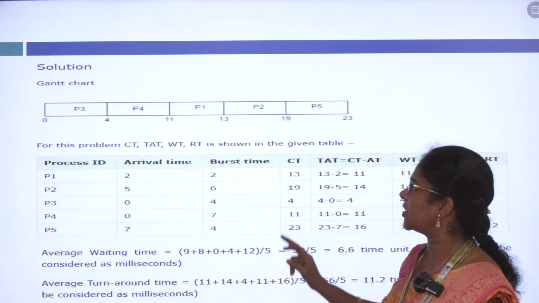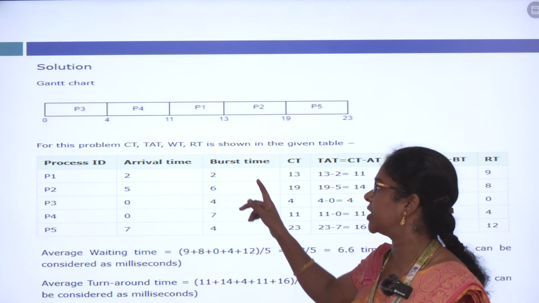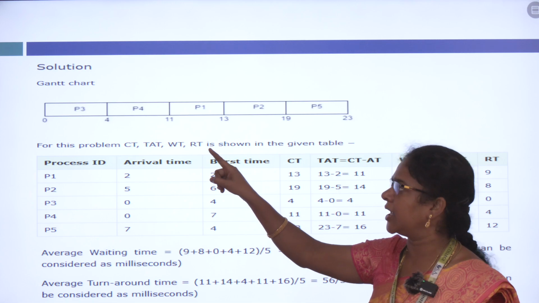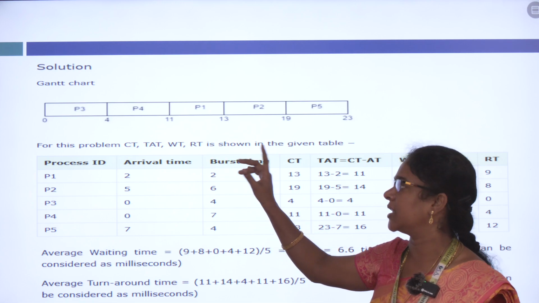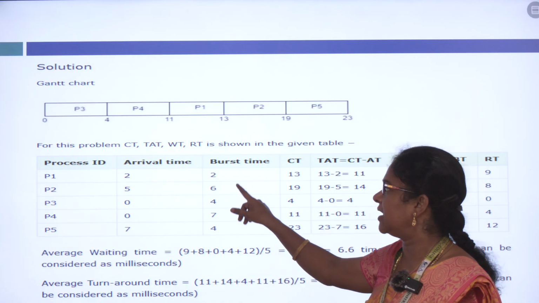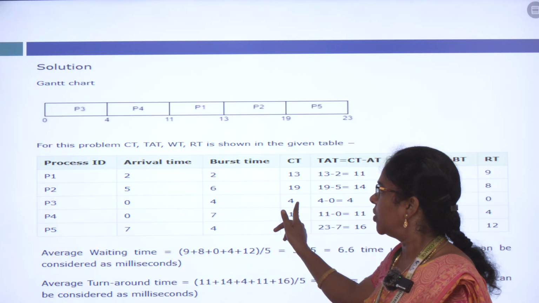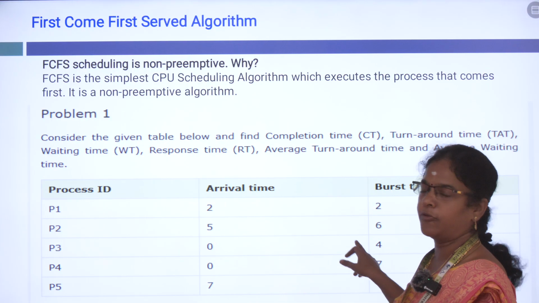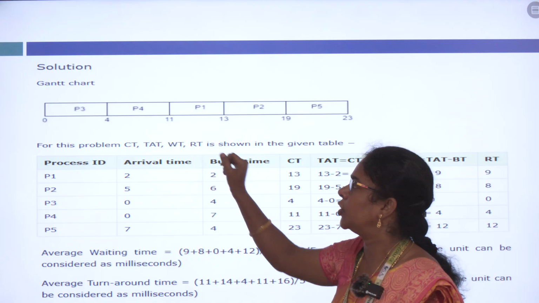Now we find the solution by drawing the Gantt chart. As I already told, for each scheduling algorithm the Gantt chart starts from 0 itself. So P3 starts from 0. What is the arrival time of P3? 0. What is the burst time? 4. So P3 is 0 to 4.